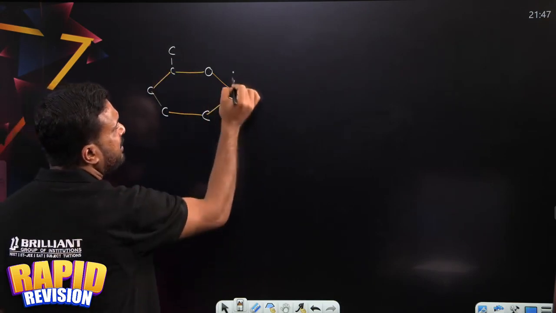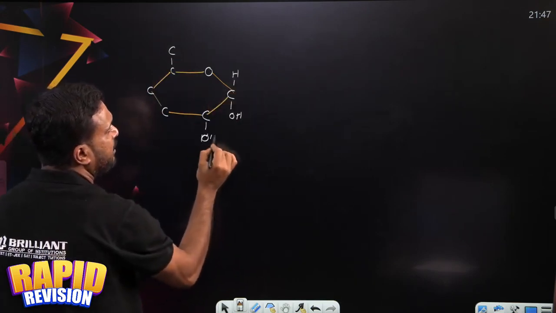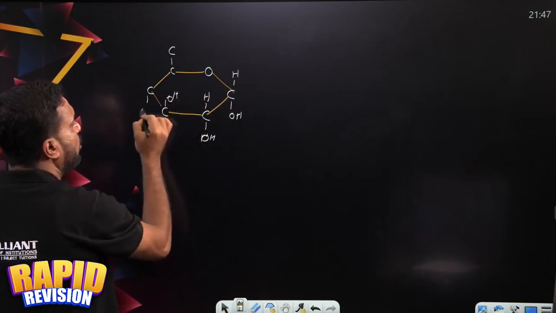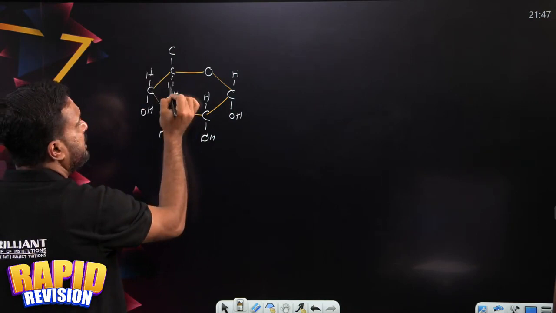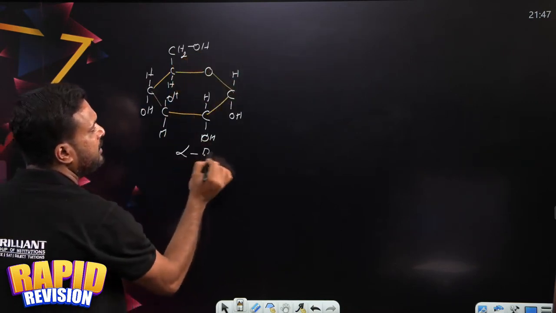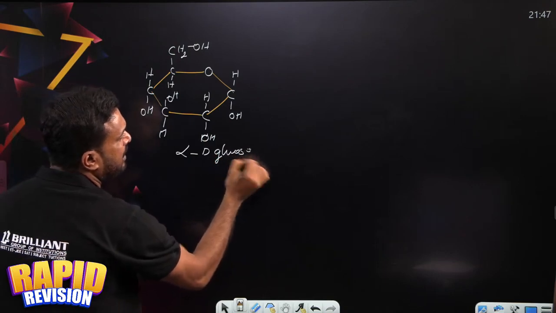Here OH will be down and here it will be H. Here OH will be down and here it is H. Here it will be opposite, HOH. Here it will be OHH. Here it will be H and here it will be CH2OH. This is the structure of glucose. This is called what? Alpha D glucose.